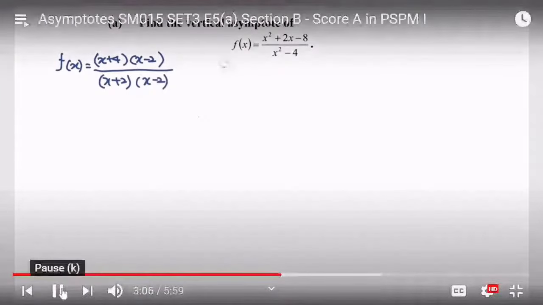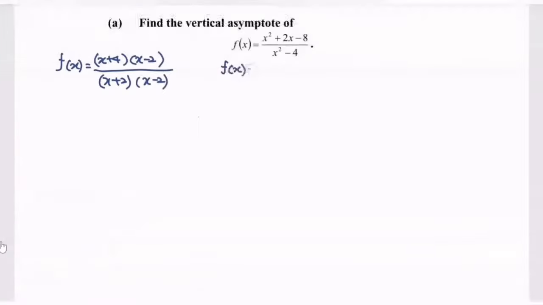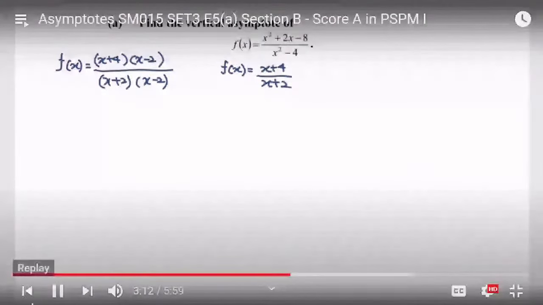So pelajar terkejut. Dia nampak ini, sir, kenapa jadi begini? Sebenarnya saya tengah buat alternatif dia. Sekiranya you tak nak buat long division, you boleh factorize. Faham tak? You boleh factorize. Fx is equals to x plus 4 over x plus 2. So bila sampai ke sini, setelah you simplify, okay? Simplify. Lepas tu you dapat x plus 4 over x plus 2. Saya nak tanya, adakah ini proper? Still sama, not yet proper. Betul?